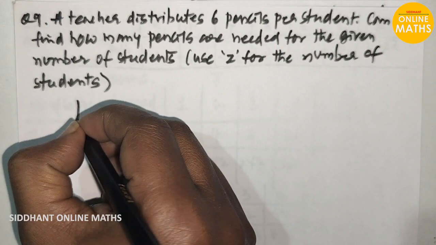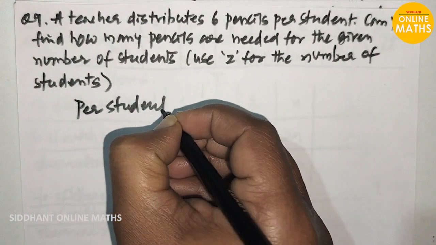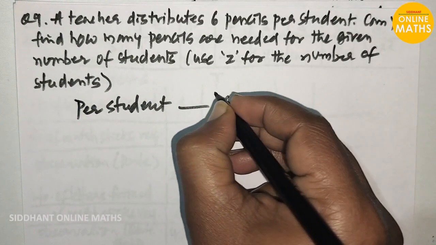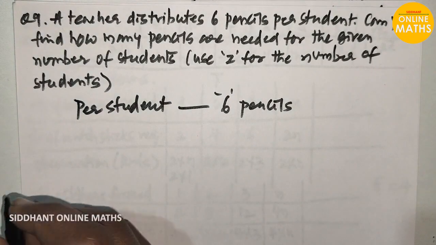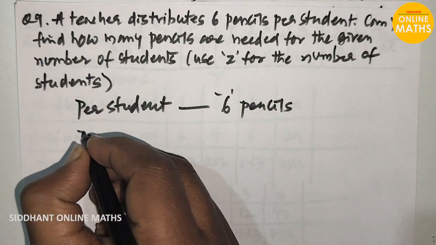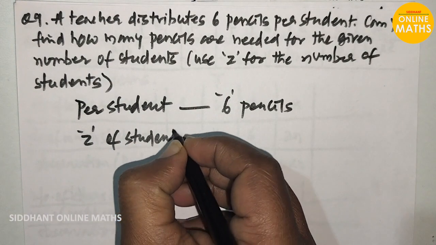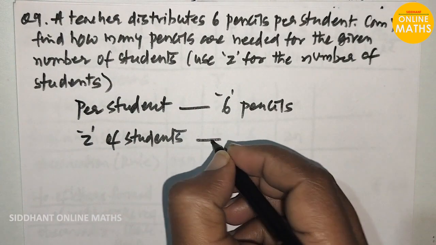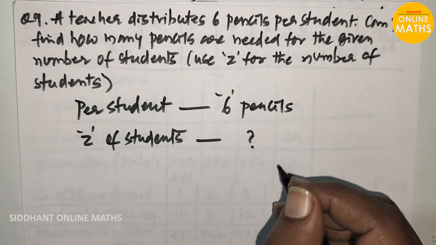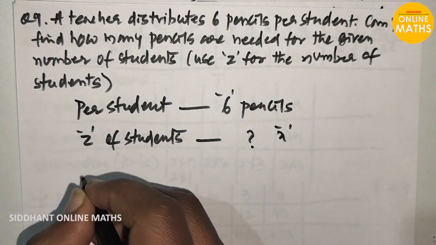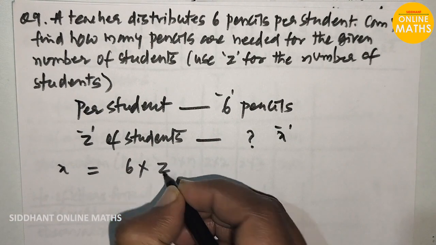So here per student, six pencils are needed. For Z number of students, how many are needed? Say x. Then x is equal to 6 into Z.